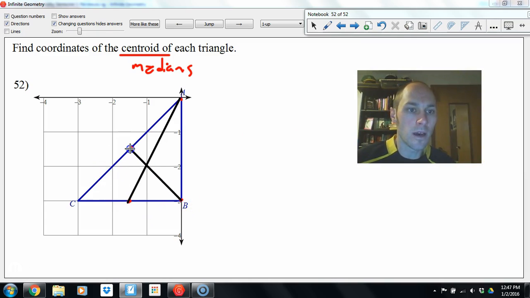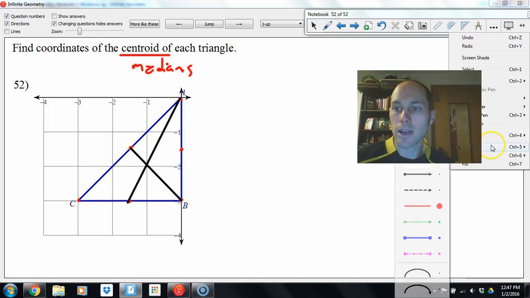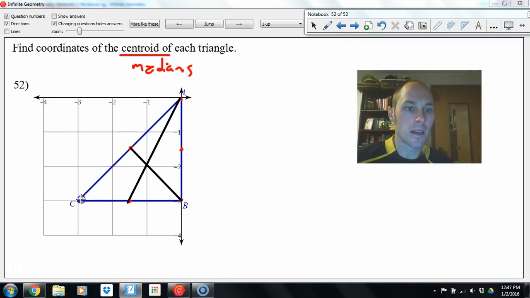And really all we need to find is 2 of the medians. But if we want, we can find all 3 of them. 3 units up, so go up 1.5. And make sure that we did it correctly. Connect that, they all should meet at the same point. And we see that that point right here is the centroid at -1, -2.